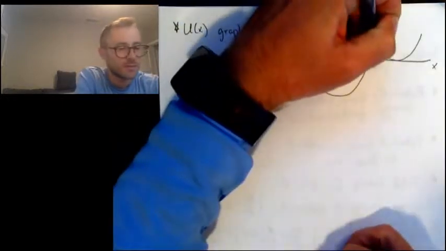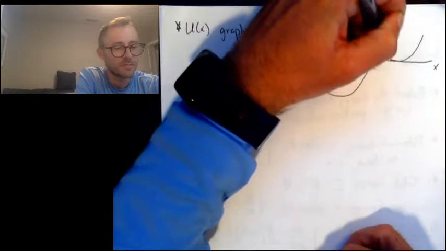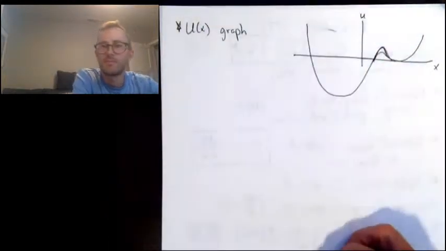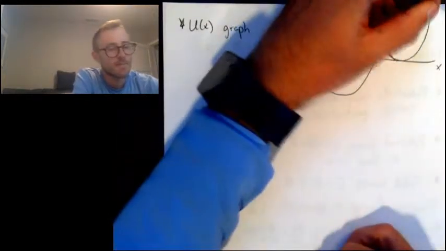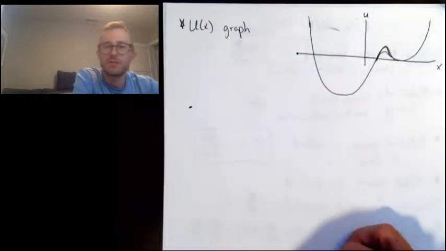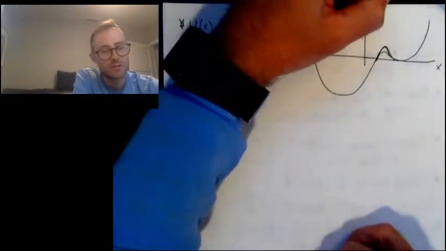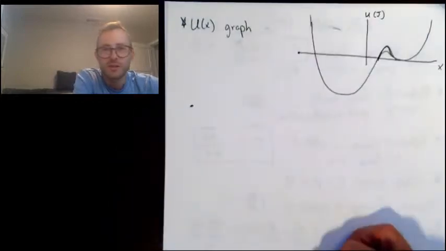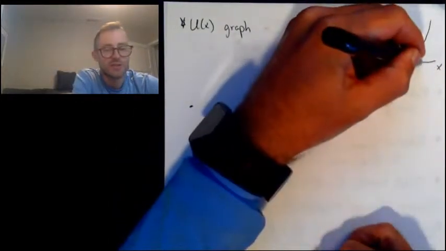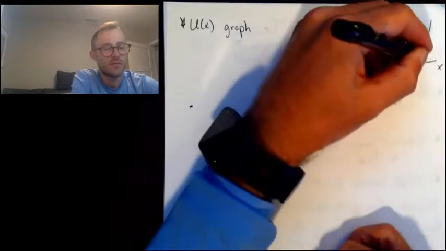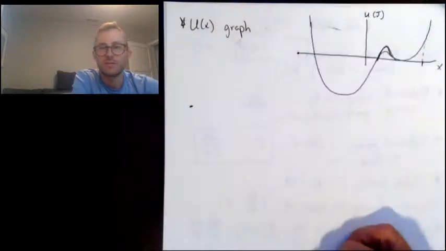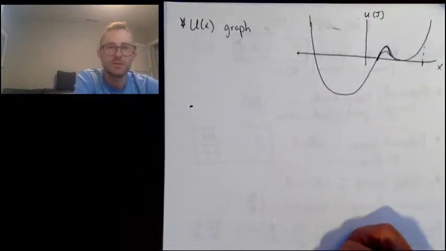I'm going to make this bump a little bit bigger. So there's your potential energy as a function of x. By the way, energy is measured in joules. I should probably say that. So basically, if you're at this location, you have this much potential energy. That's what that means.